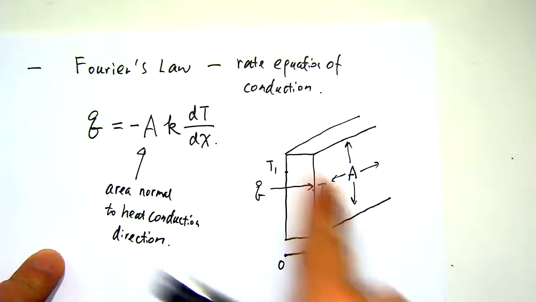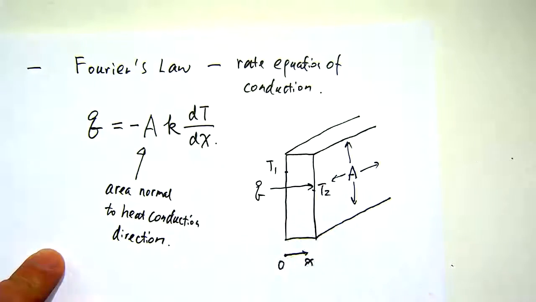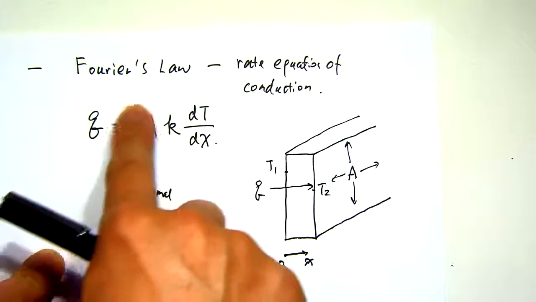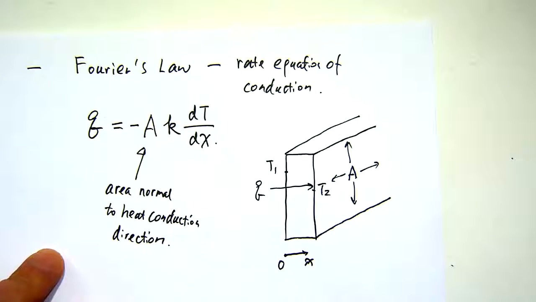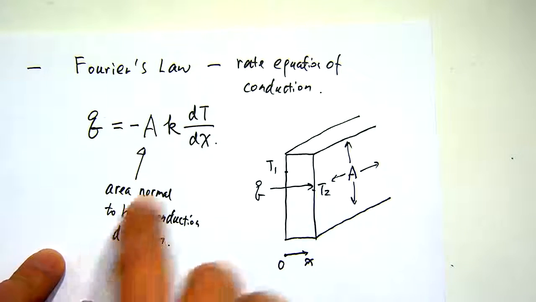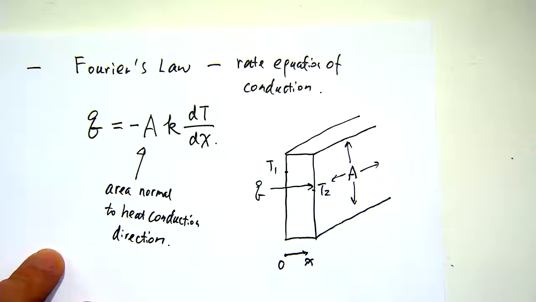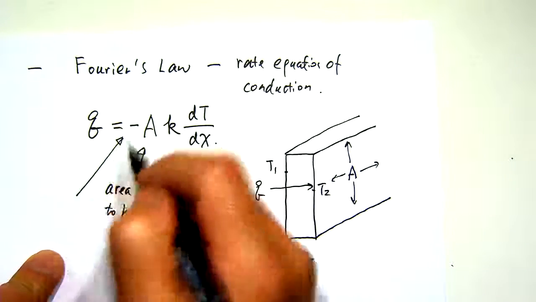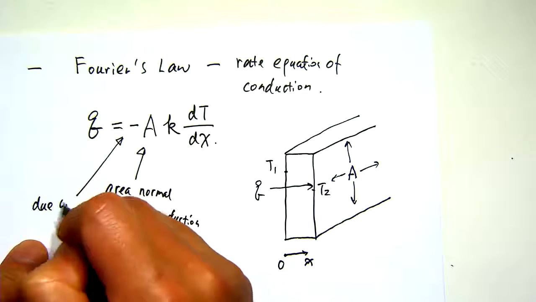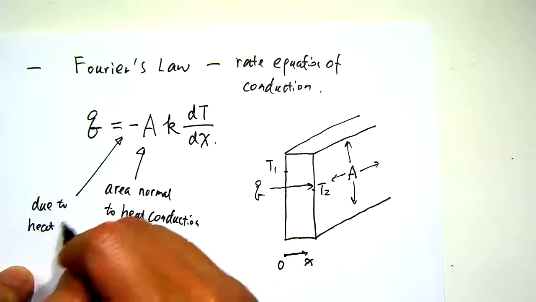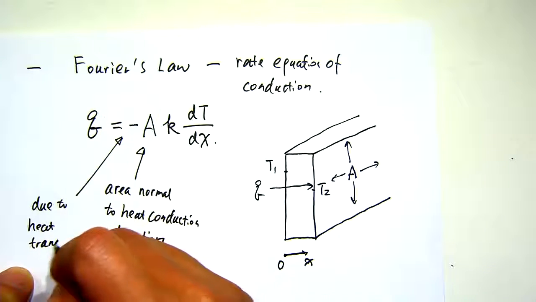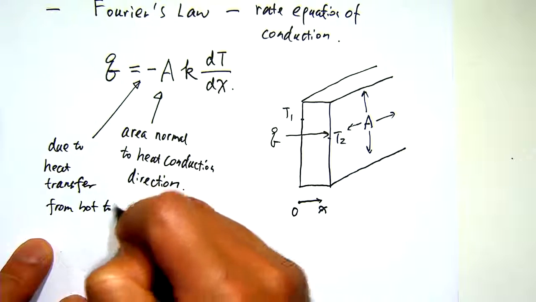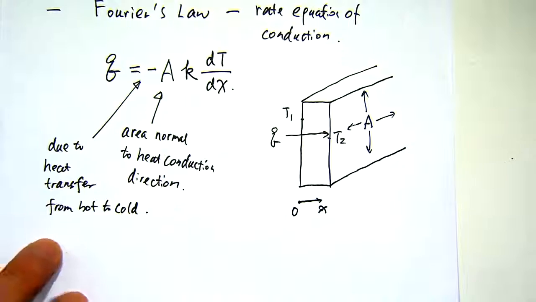And if we define the x as the direction of the heat transfer direction, then we will have a negative value just because of that. And the rest of the terms are always positive, so we need a negative sign in order to correct it so that we have a positive direction to be consistent with the actual direction. So that's the negative sign just due to heat transfer from hot to cold.